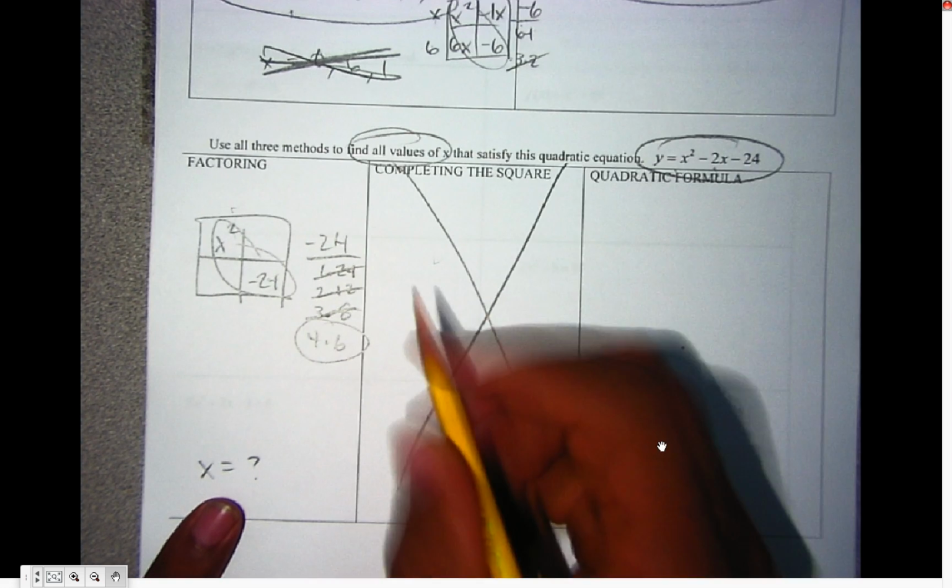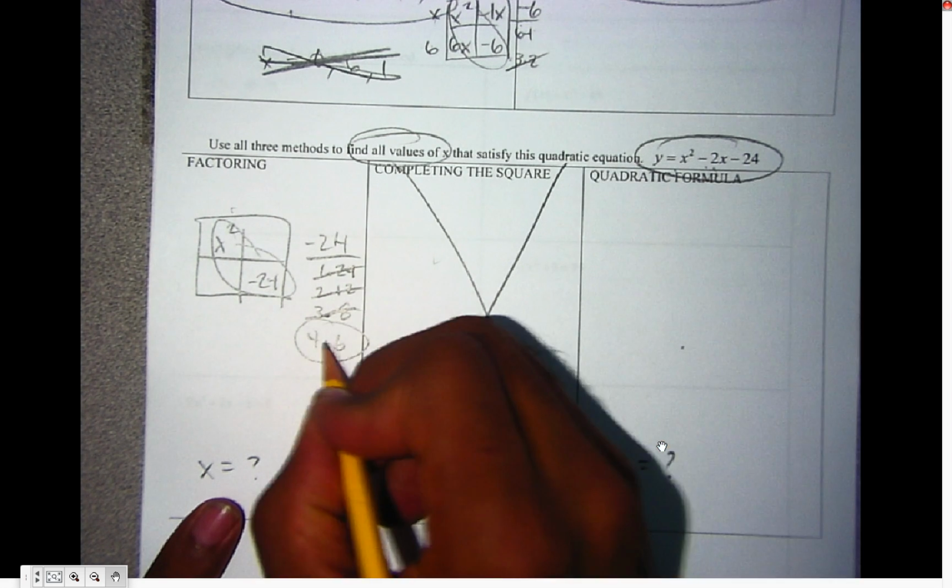Well, 1 and 24 is not 2, 2 and 12 is not 2, 3 and 8 is not 2, but 6 and 4 is. And that's minus 2, so that means the bigger number has to be the minus 6. Okay, so we'll put minus 6x, 4x. x times 4 is 4x, x times minus 6, 6x. So then x plus 4, x minus 6, okay, equals y or 0, it doesn't matter.